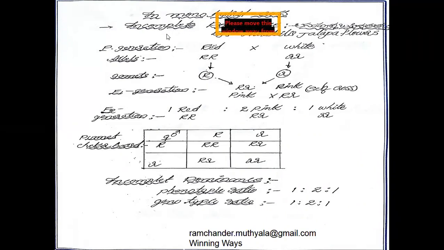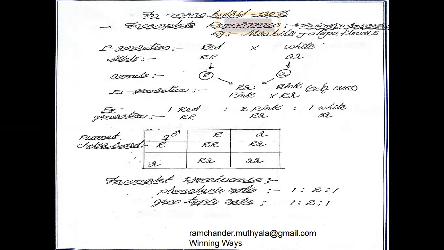In monohybrid cross gene interactions, first we discuss incomplete dominance. Incomplete dominance means one gene cannot completely dominate the other gene. When one gene's character cannot completely dominate the other gene, it is called incomplete dominance.